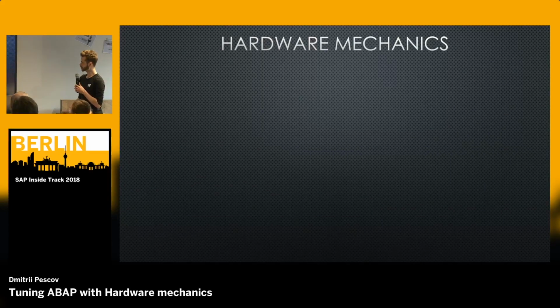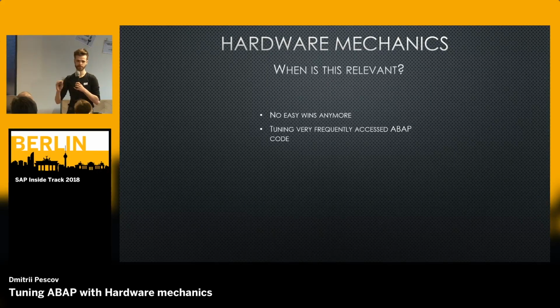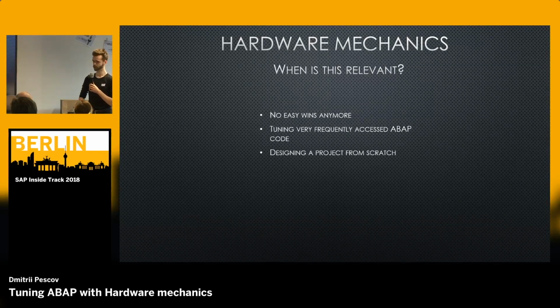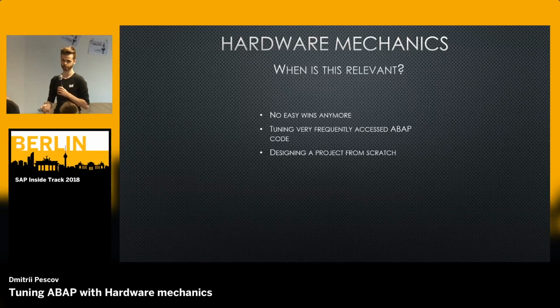So, hardware mechanics. I want to start off with when is this relevant, because last time I presented this was quite an issue. So this is only relevant if you have no easy wins anymore. All read table statements are fine, all loops are fine, you have no object spamming, you have an infrastructure that is actually there and supports you. Or you're tuning very frequently accessed ABAP code, like some magic API that is built in 100,000 times in your system. Or if you have the luxury to design a project from scratch and you can actually model the data structure from 0 up, then this could also be quite interesting to you.